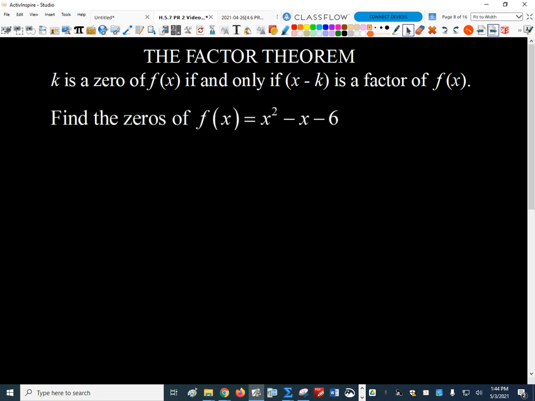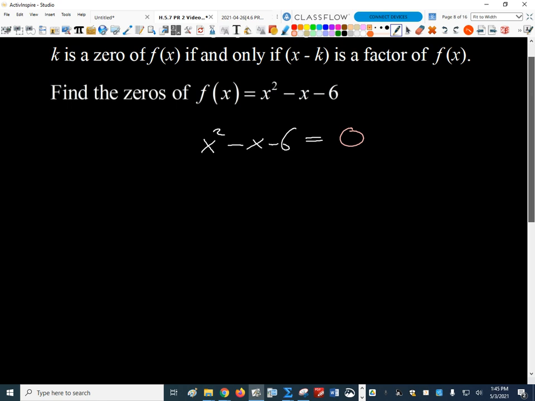Okay, but first we're going to set up an equation. If we're asked to find the zeros, those are the places where f of x equals 0, so we would just set this expression equal to 0 and solve. We can solve that by factoring. We can get magic numbers here, can't we? So we get x minus 3 times x minus 2 equals 0. And what do we do then?